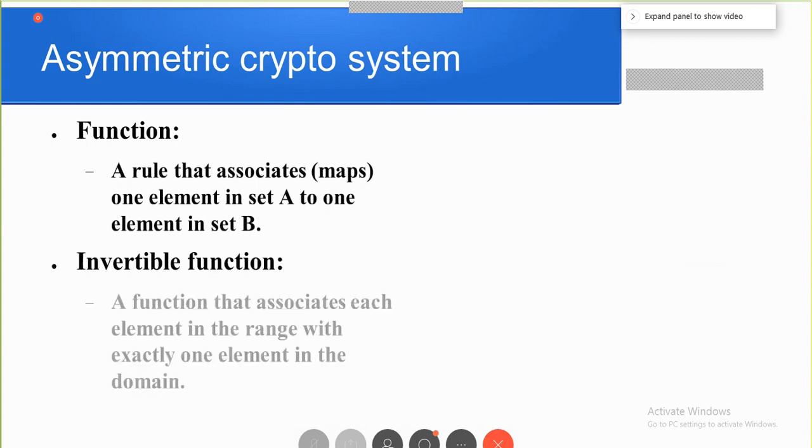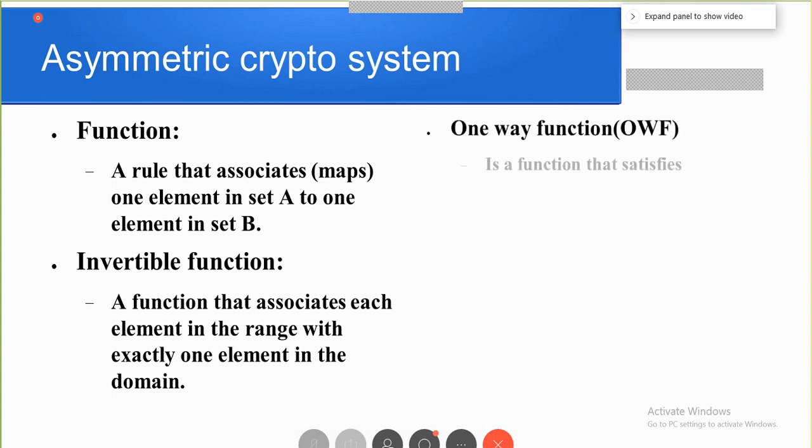Next, what is a function? In mathematics, it is a rule that associates or maps one element in a set A to one element in a set B. That is a function. Then what is an invertible function? A function that associates each element in the range with exactly one element in the domain. That is, the function is said to be invertible.